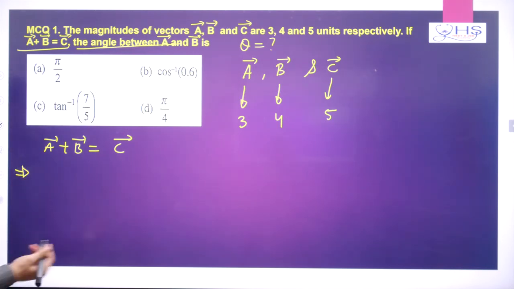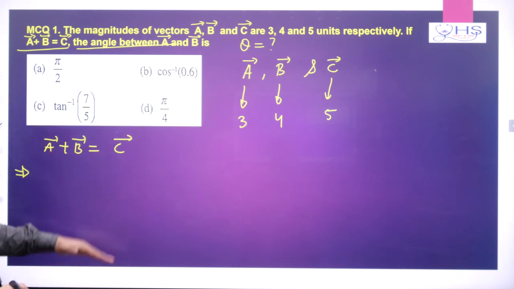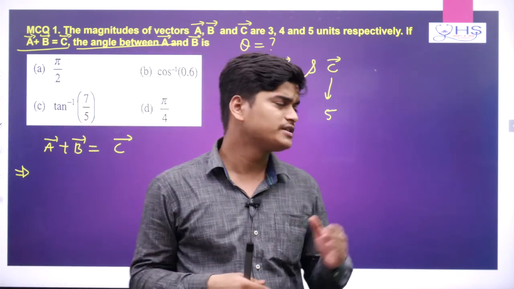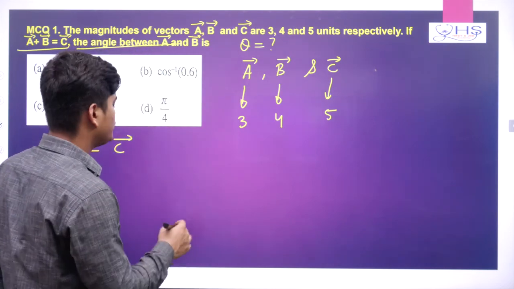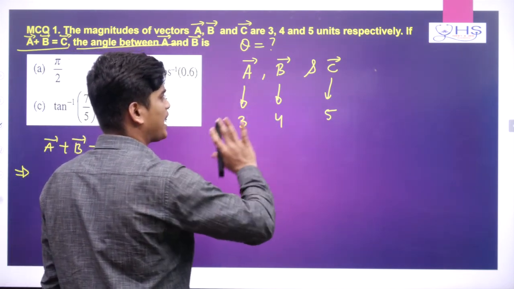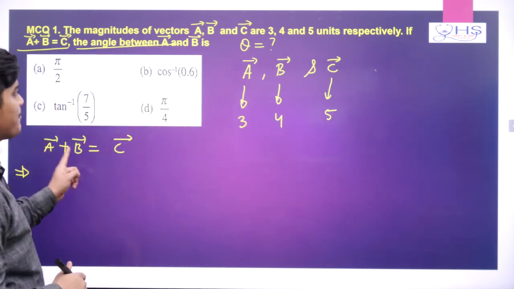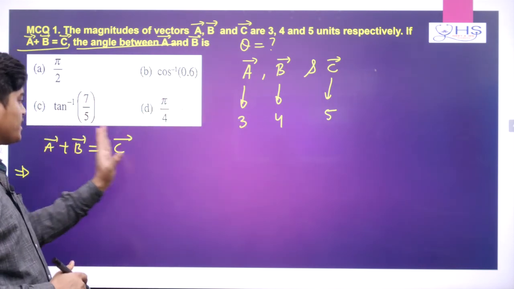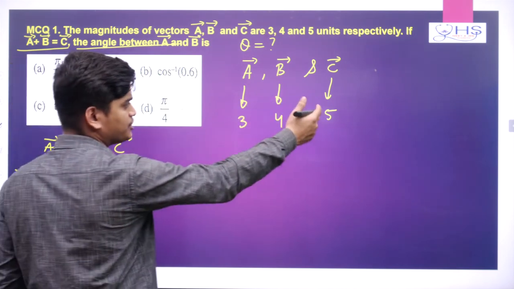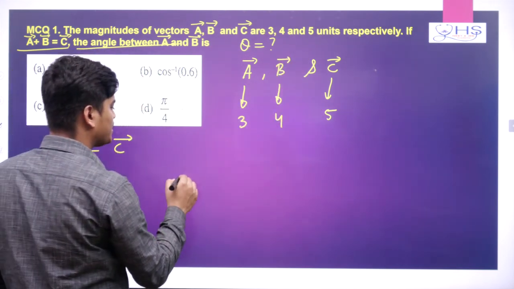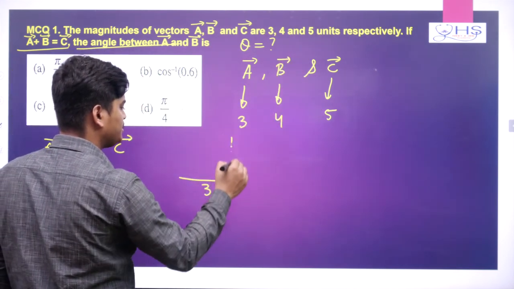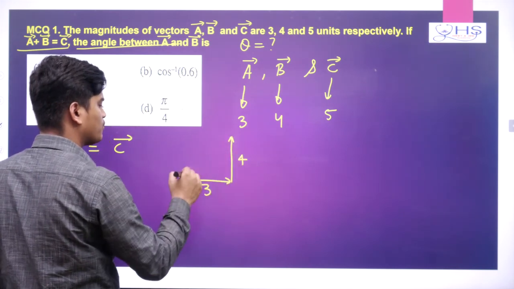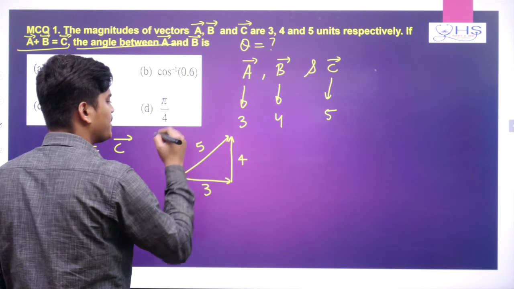Here we can calculate directly by the vector addition formula. Otherwise, I can solve it directly this way. If 3 and 4 are vectors, and a plus b, that means 3 plus 4 vector, the resultant is 5 vector, that means the magnitude is 5. Then I can represent it like this: this is my 3 vector, this is my 4 vector, then this will be my 5 vector.